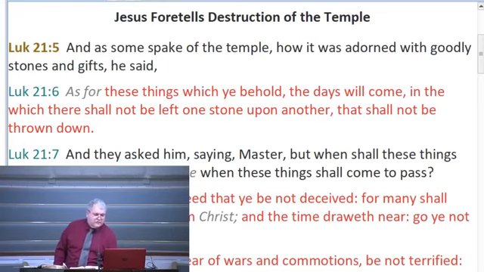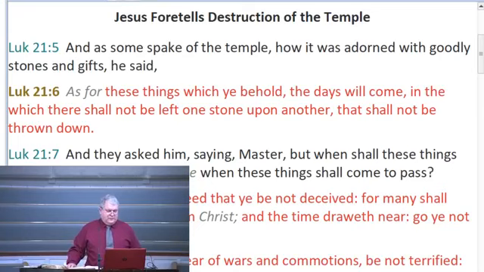And Jesus said, verse 6, as for these things which you behold, what you looking at, you know? The days will come in the which there shall not be left one stone upon another that shall not be thrown down. What an amazing thing to say. Thrown down? I don't understand how they were thrown up. How could they be thrown down, you know?